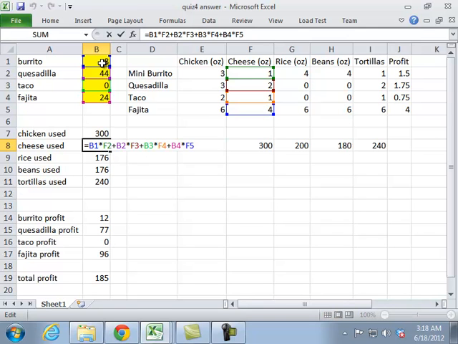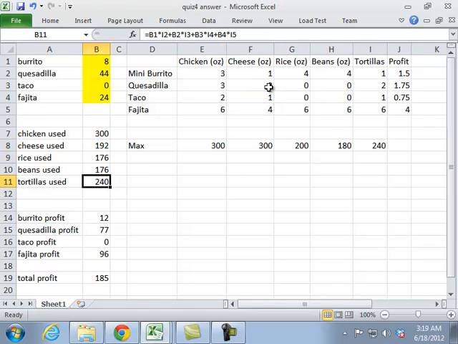So it's simply a matter of saying the total amount of cheese is equal to the number of burritos times the amount of cheese per burrito, plus the number of quesadillas times the amount of cheese per quesadilla, and so on. And later we will use Solver, and these will be some of our primary constraints. Also, we have the idea of profit. So how much profit do you make on each burrito?